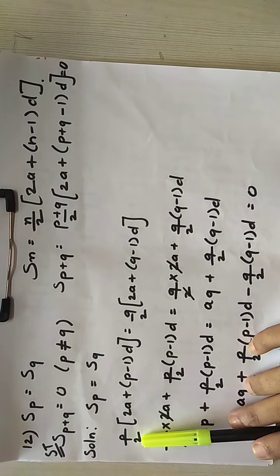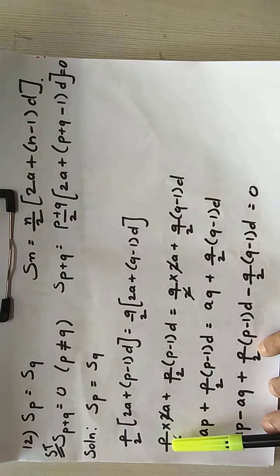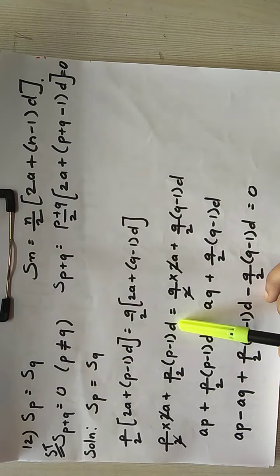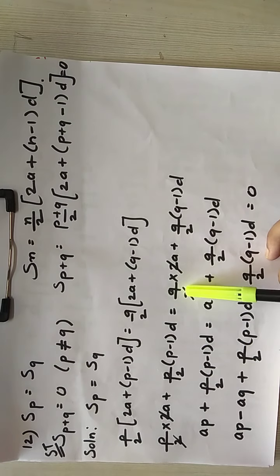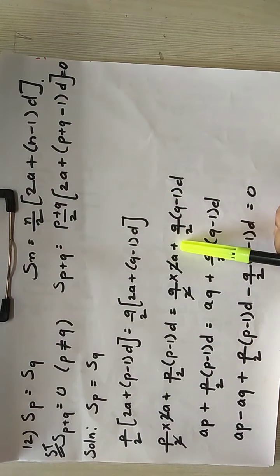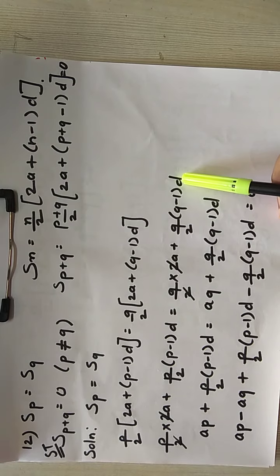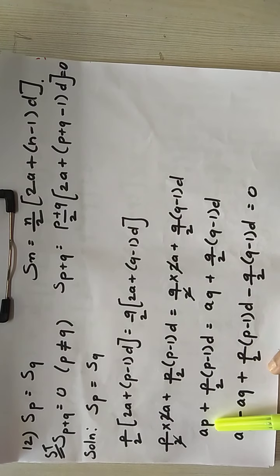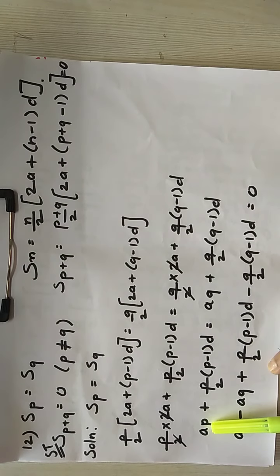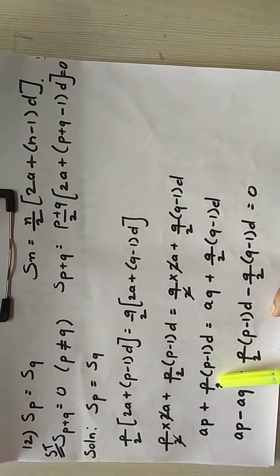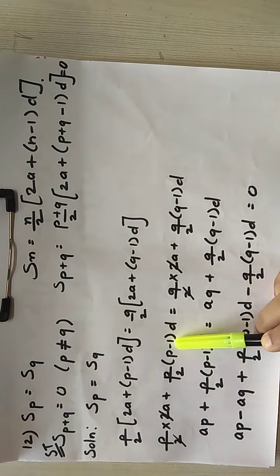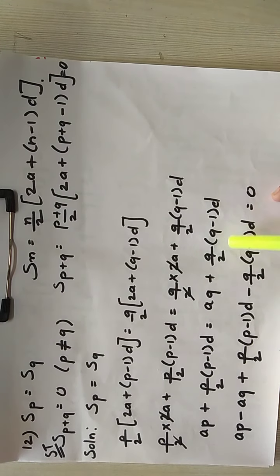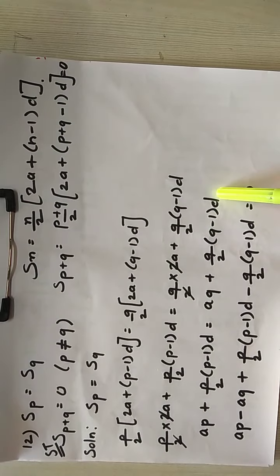Now let's multiply p upon 2 inside. p upon 2 into 2a plus p upon 2 into p minus 1 d is equal to q upon 2 into 2a plus q upon 2 into q minus 1 d. So 2 and 2 cancel. You have pa left, or you can write ap. Here p upon 2 into p minus 1 d will be as it is. Here 2 and 2 cancel, you have aq left here, and q upon 2 into q minus 1 d.